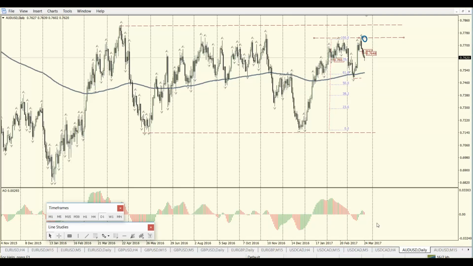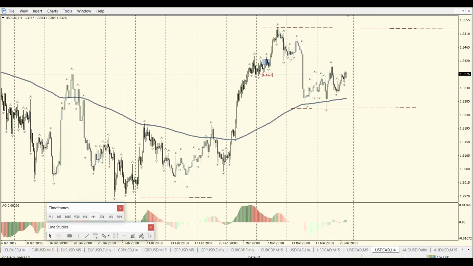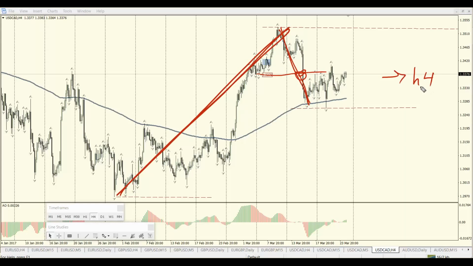Next pair is Canadian dollar against US dollar. And here, if you watched my last review, you will remember that last time we were watching this pivot, and this pivot was broken, so it finished the whole wave up, and we came back to a flat zone of H4 level. And as you can see, nothing happened. We stayed in the same place for the whole week. So the flat zone is now out there.